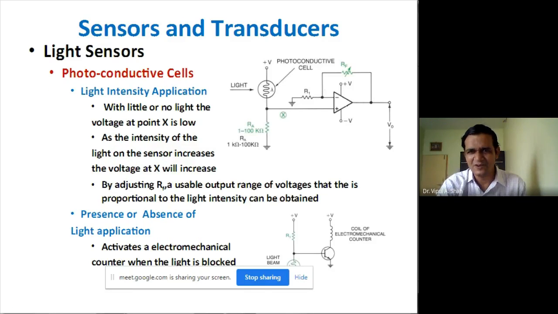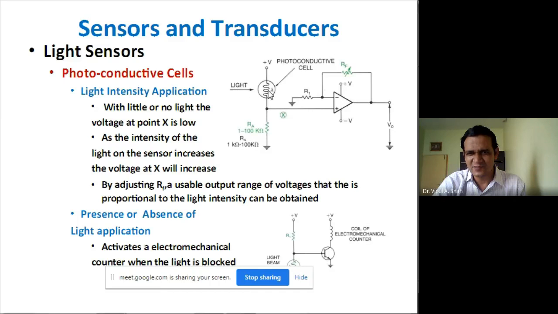So light will fall, and then we can have the open base circuit. There is a photoconductive cell in this as a resistive element. Light will fall here. This is another known resistance. This is the open base circuit from which we can have the analog output over here. So this is how we can utilize that photoconductive cell.